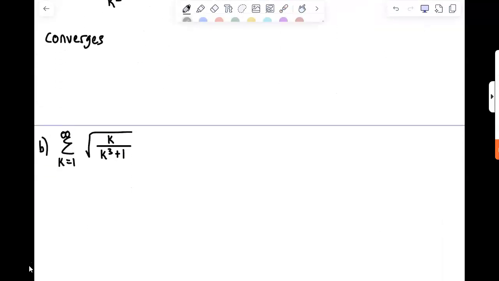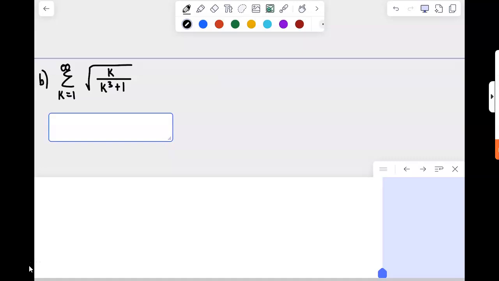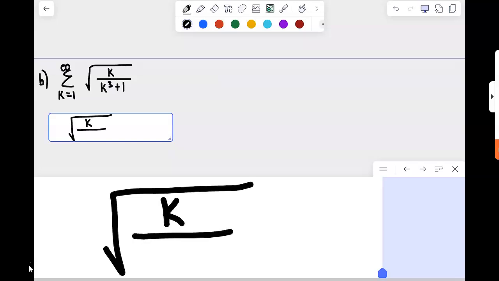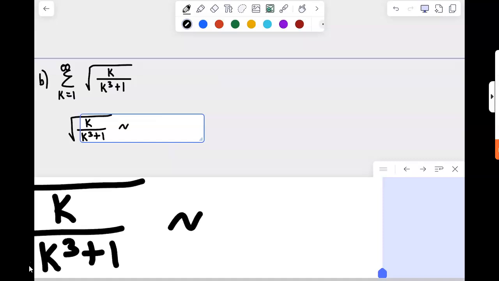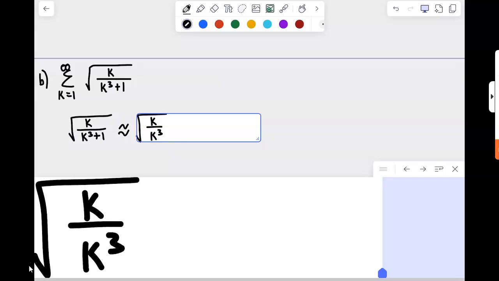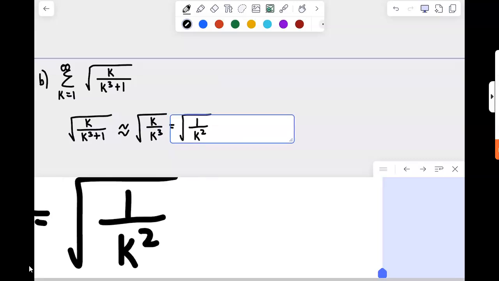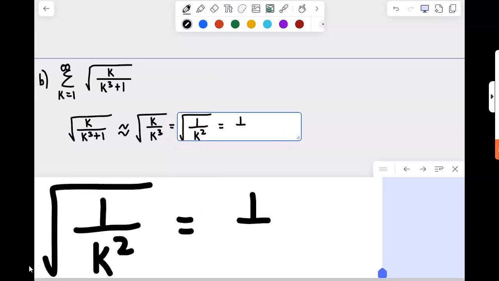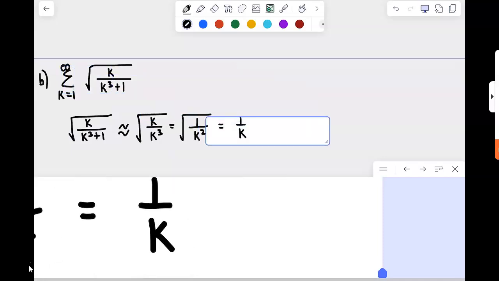So the idea to do that is, as k is getting really big, the square root of k over k cubed plus 1 would be the same as looking at the square root of k over k cubed. The plus 1 is really not going to contribute much. And that could simplify down to the square root of 1 over k squared, which is 1 over k. So it seems like this thing is closely related to the series 1 over k.